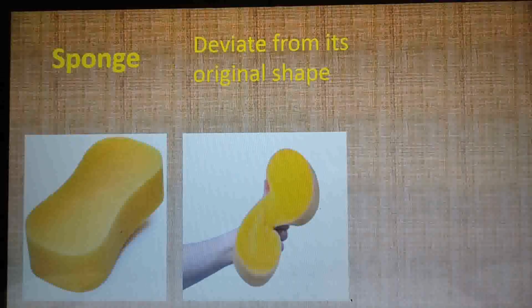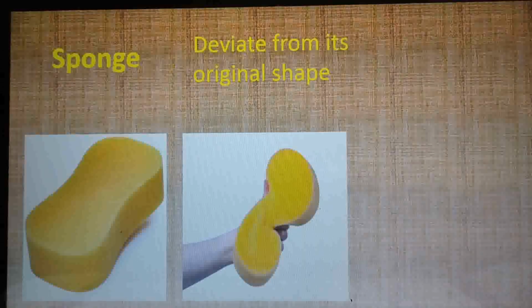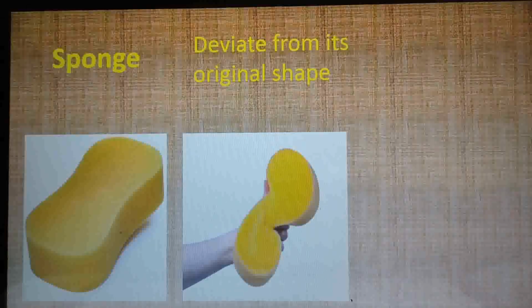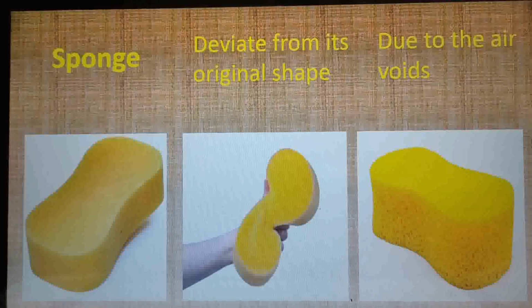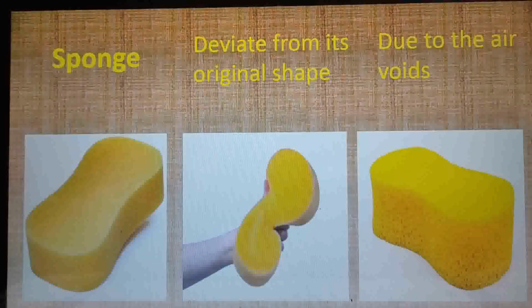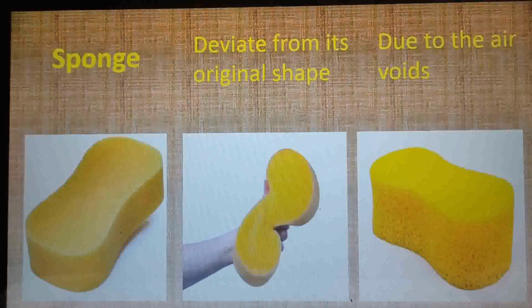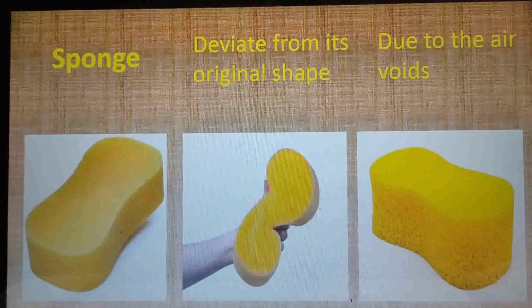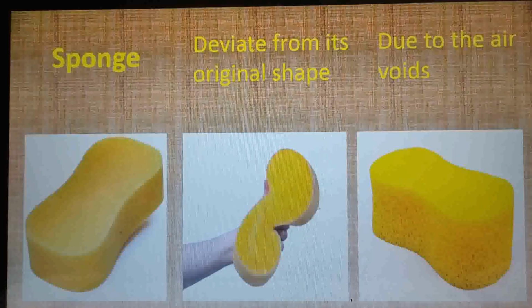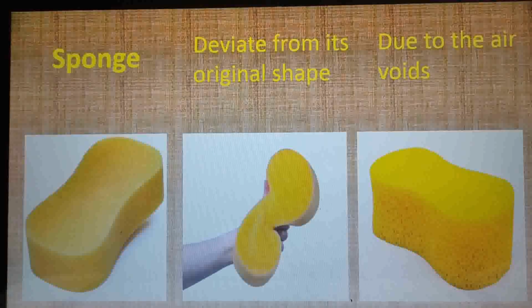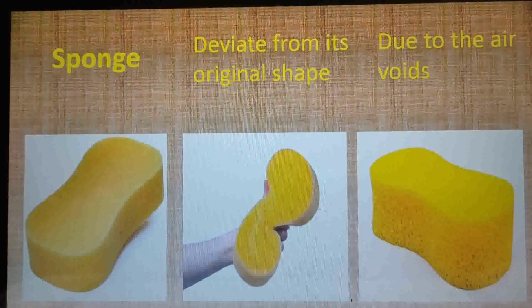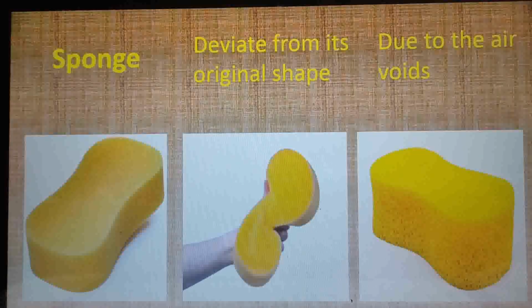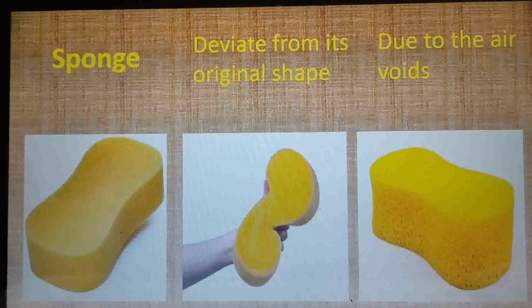If it is a solid, then why does it change its shape? It changes its shape due to the air voids present in it. Basically, in the sponge, there are air voids in which air is filled. When you press it, the air which is filled in these voids comes out, and due to which it changes its shape. Okay, otherwise it is a solid.